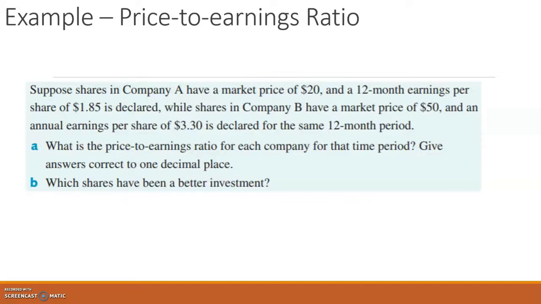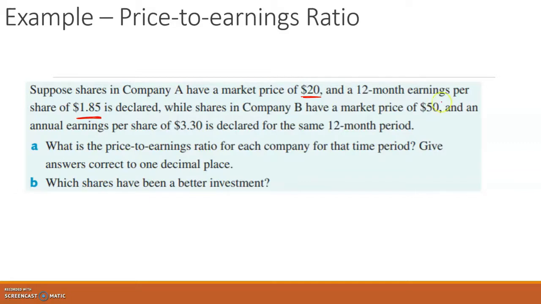Let's take a look at this example now. We have two companies, Company A and Company B, and Company A has a market price of $20 and earnings per share of $1.85. The reason that number is smaller than the $20 is that it's just a per year thing. So you invest the $20 once, and then after a year, you'll get $1.85 back, because that's your share of their earnings, and then another $1.85 the next year, and so on and so forth. So eventually, that $20 investment will pay for itself. It obviously won't pay for itself very quickly, though.